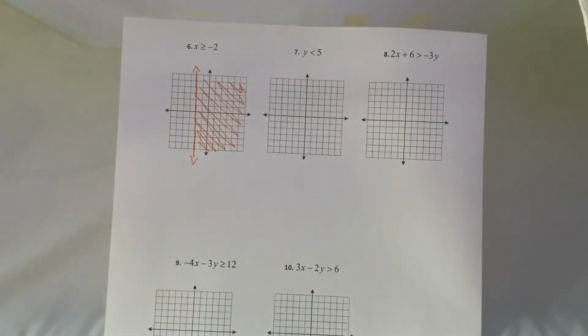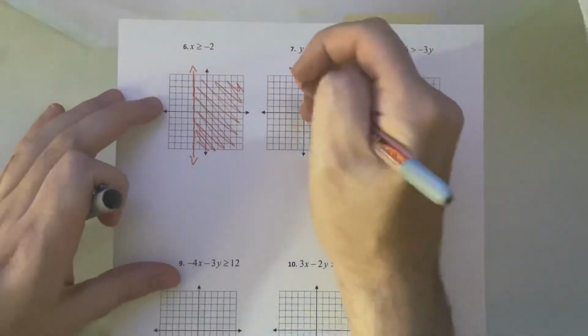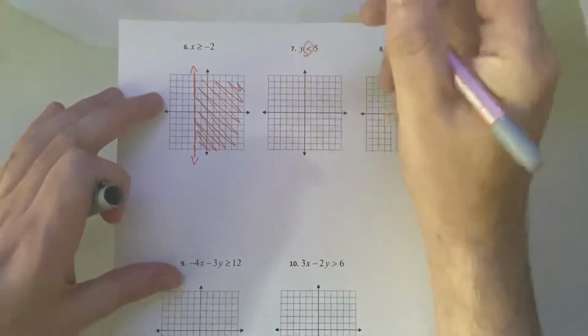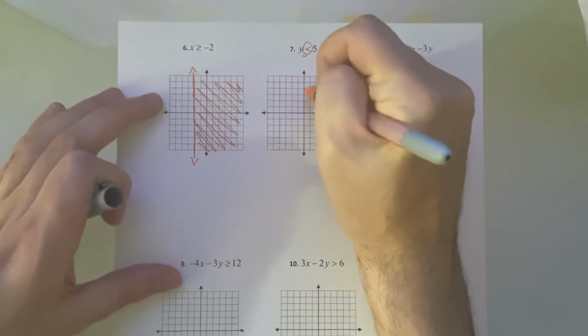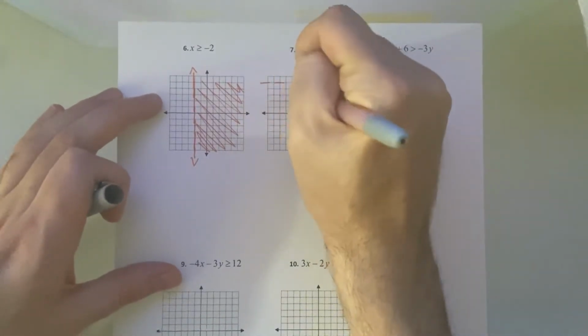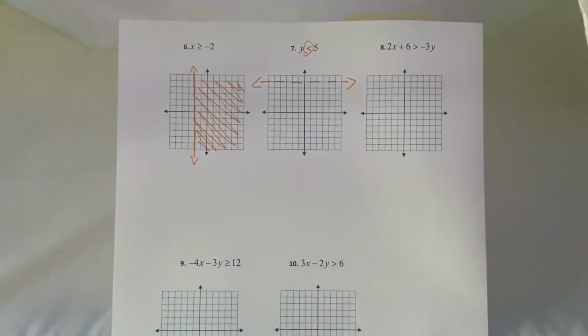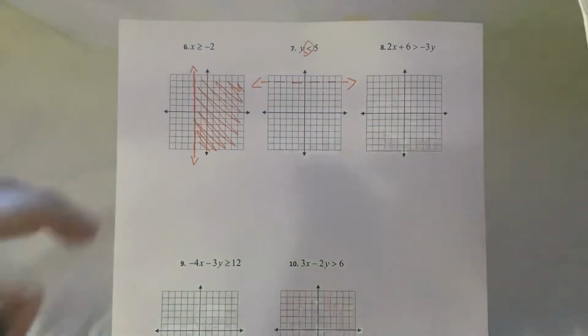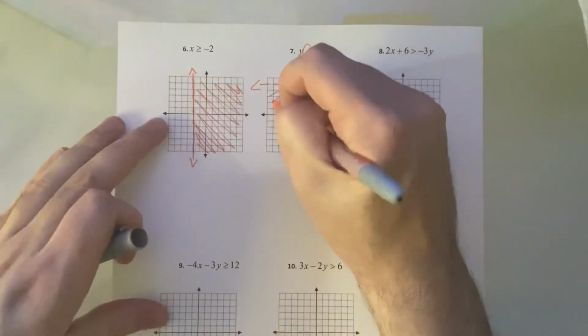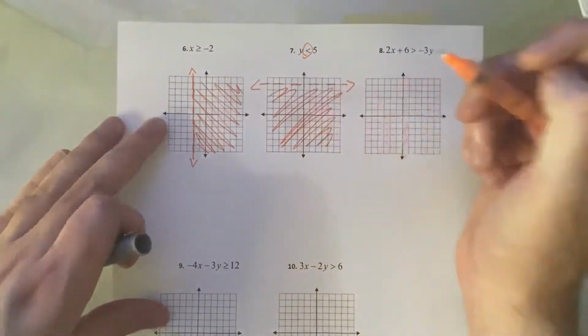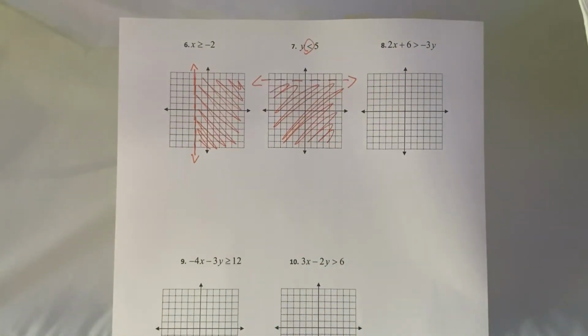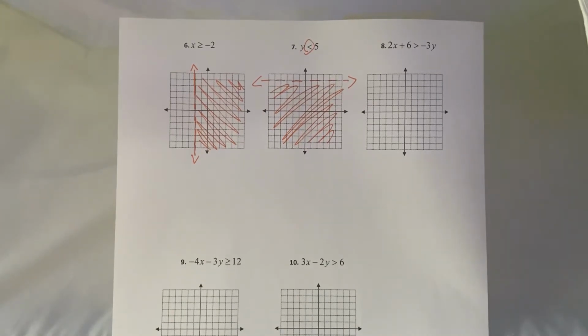Y is less than 5. Y equals lines are horizontal lines. Because it's less than, this is where we use the dotted or dashed line. So it looks like this instead. Now it's above or below, less than for y, it's below. So for the x and y equals lines, or greater than or equal to lines, you can usually use this as a strategy. So now let's do number 8.